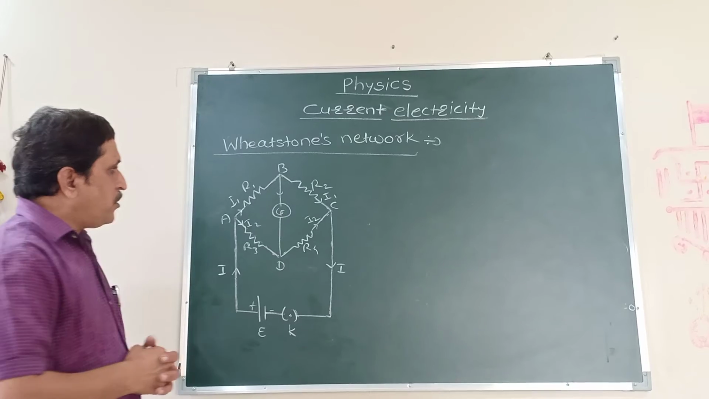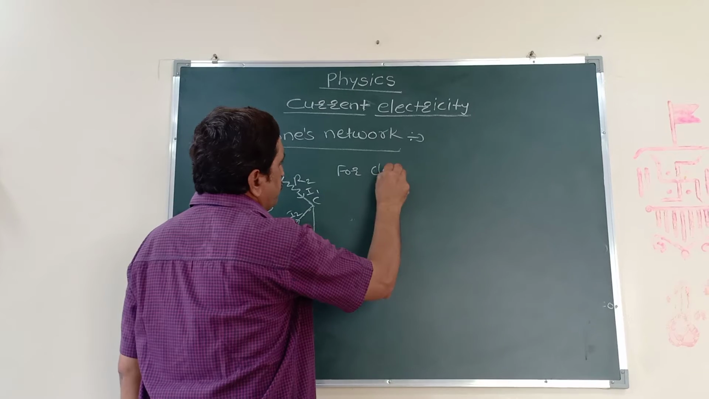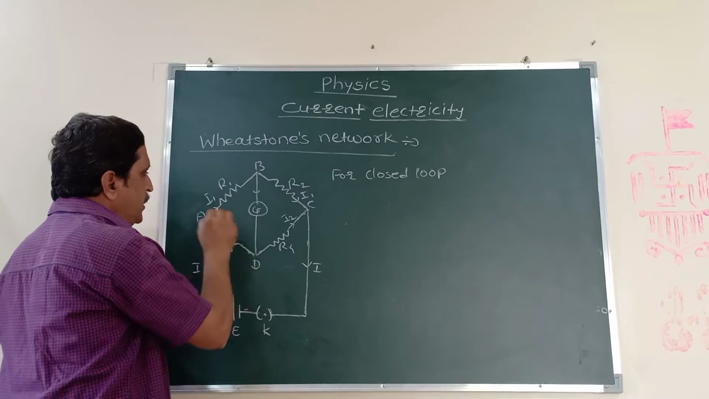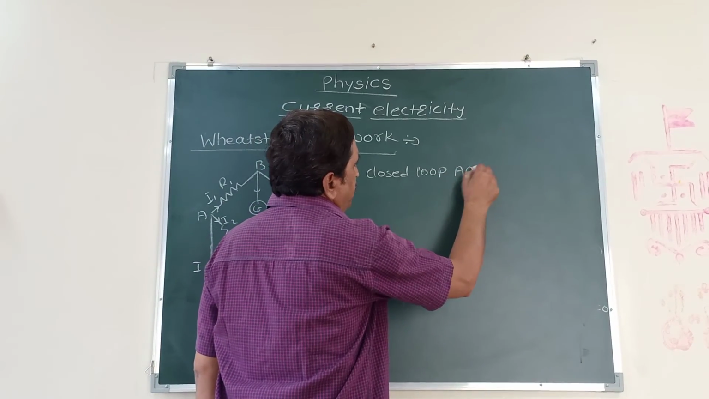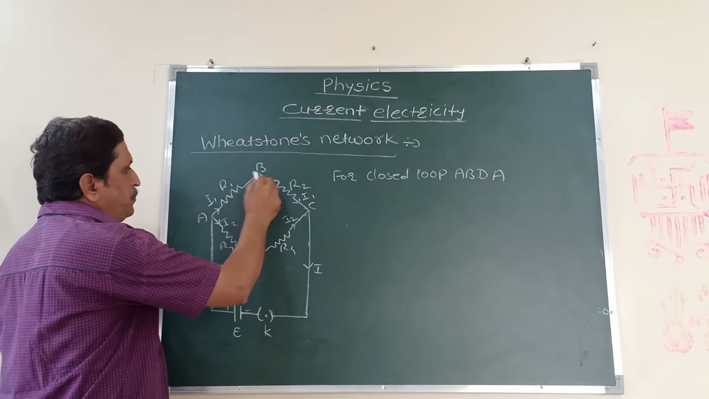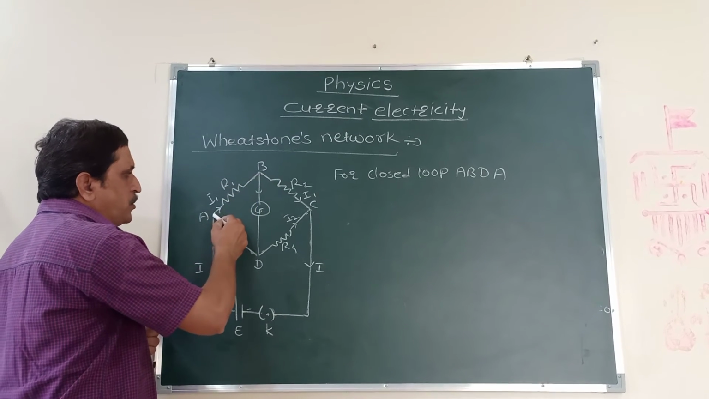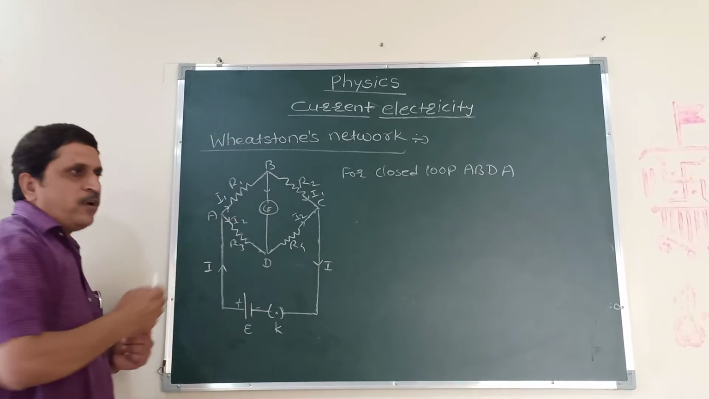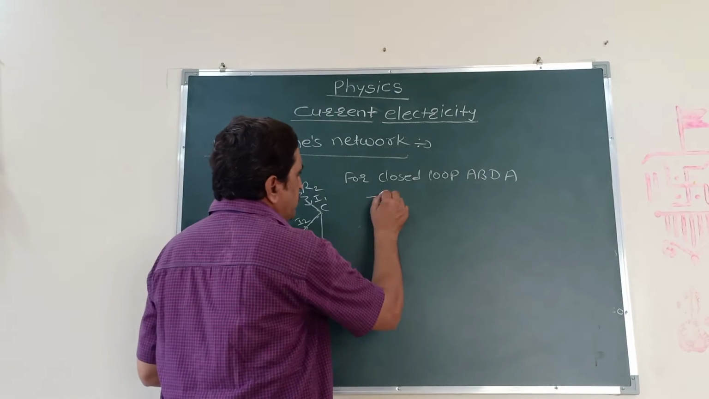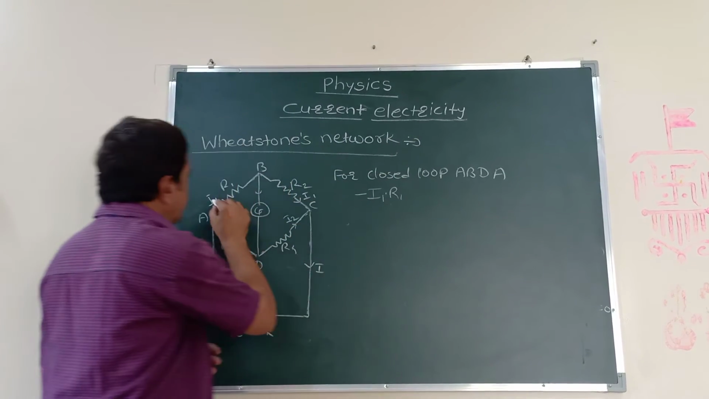Now we'll see that. For that, again we are using Kirchhoff's second law, that means for a closed loop. For closed loop A, B, D, A, what can we write? For the path A to B, current is flowing from point A to B and the loop is also tracing from point A to B. Then the product of current and resistance should be negative, that is minus I1 into R1.